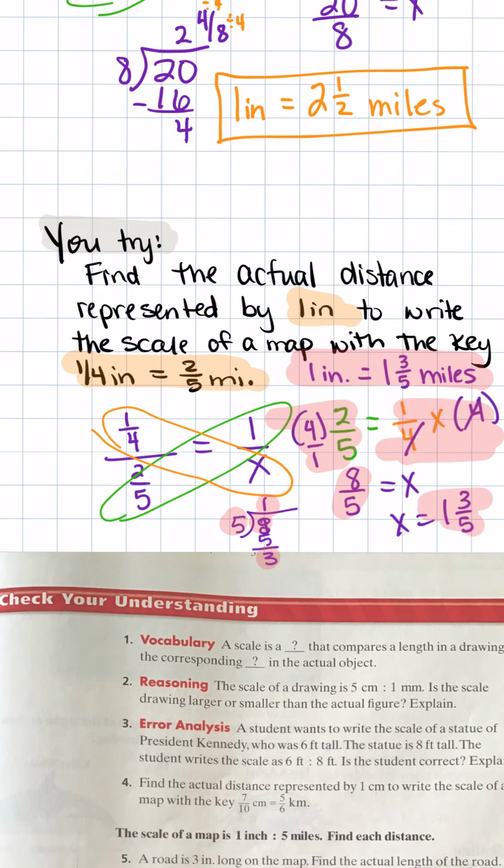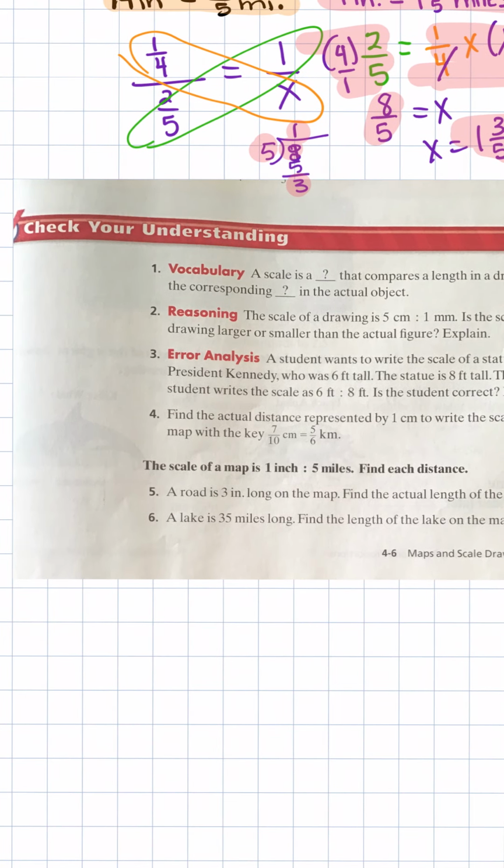Okay, let's just look at checking your understanding together. So vocabulary. A scale is a ratio that compares a length in a drawing to the corresponding length in the actual object.